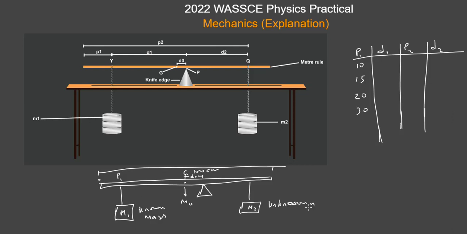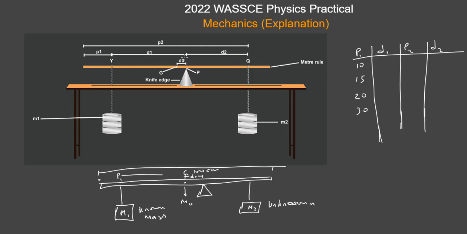Then you'll be told to adjust this mass until the meter is balanced on the knife edge. But before we talk about M2 in detail, they will ask you to look for D1. D1 is the distance between P1, the point where you have your first mass, and the pivot point, which is P. So the distance between where you have your first mass and the pivot point, that's D1.